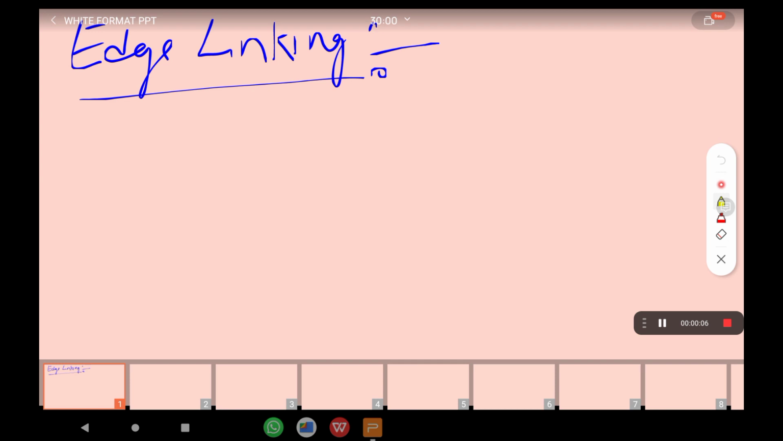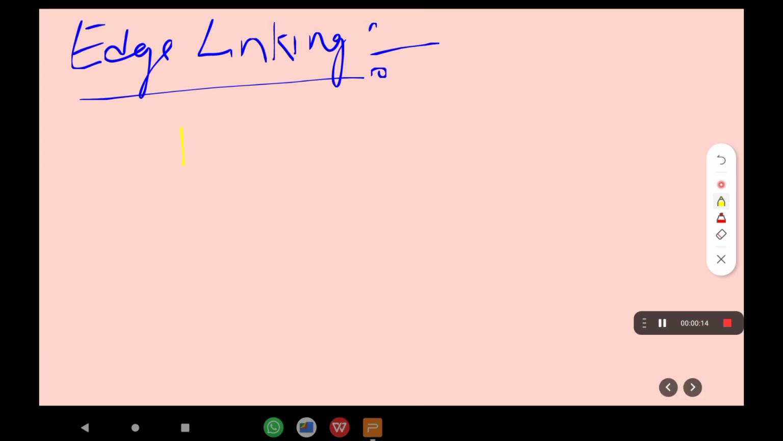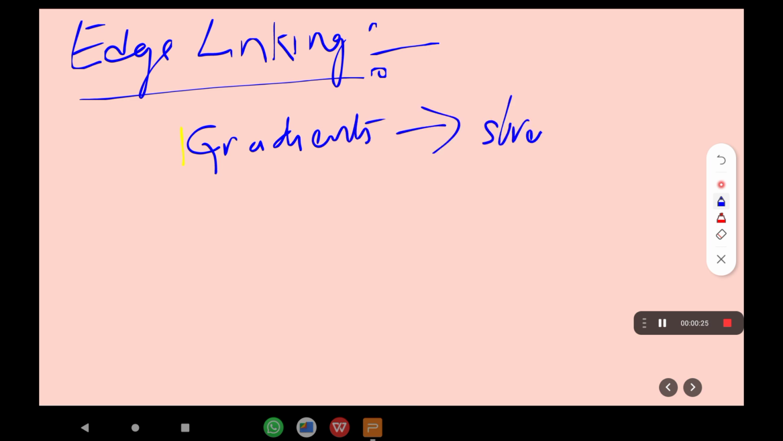In this video, we are going to see the edge linking process. In the previous video, we identified the edges by using gradients. By using the gradient parameters, we can identify the edges. Gradients are also very helpful to identify the strength as well as direction. These two can be very useful for finding the edge strength as well as edge direction.